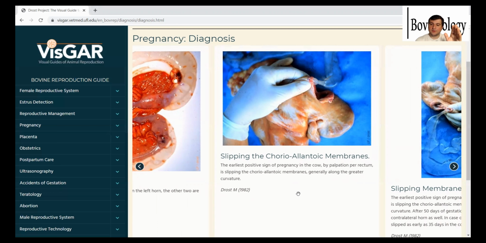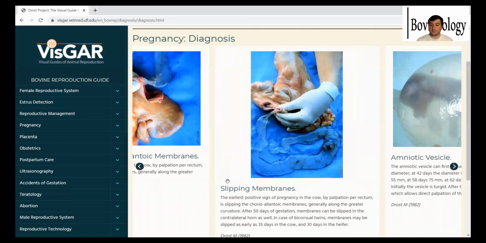So this is the first sign that you can conclusively say that the animal is pregnant: the slipping of the chorioallantoic membranes. It usually happens between day 30 and 35. If you grab the horn and lift it, you're going to feel a membrane slipping all the time. You can do it 2, 3, 4 times. You're not going to damage it. You just have to be gentle, of course. But if you feel the membrane slip, that's the first indication that the cow is pregnant. And that's actually one of the landmarks. So if you feel the membrane slip, you can say that this animal is pregnant. This is the membrane outside the uterus.